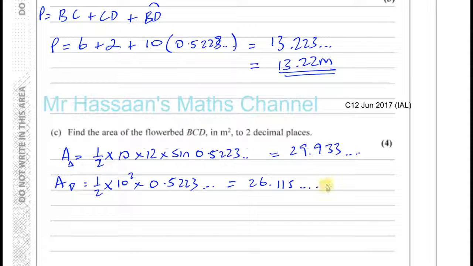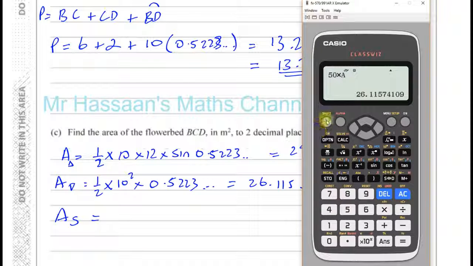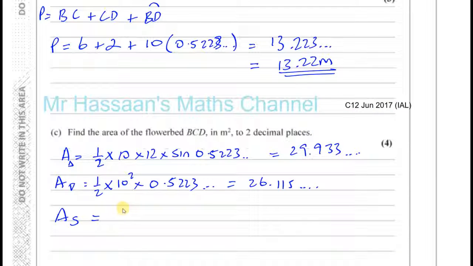So the required area, the shaded area, is going to be the difference between those two. I'll take my answer from before, which I recall because I put it under B, minus my answer now, and that gives me 3.8175, which to 2 decimal places is 3.82 meters squared. And there we have the answer to part C.